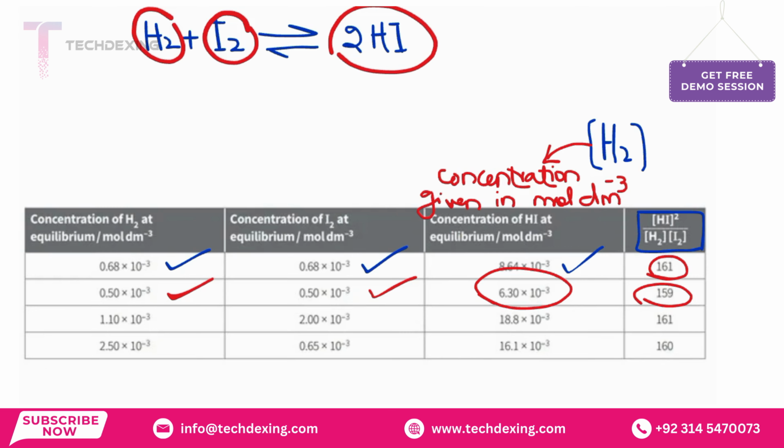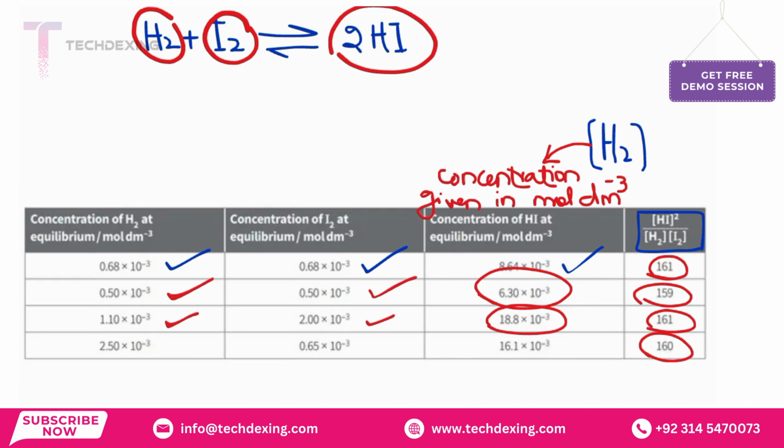In the third set of experiment, you have taken different concentrations again. So in all these four experiments, you have taken different concentrations for the reactants and you have got different concentrations of the product. But if you take the ratio of the concentrations, you are almost getting a constant value.